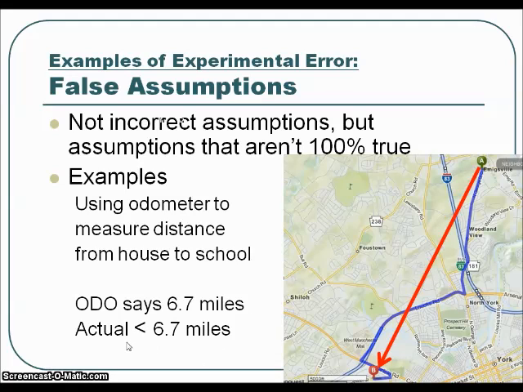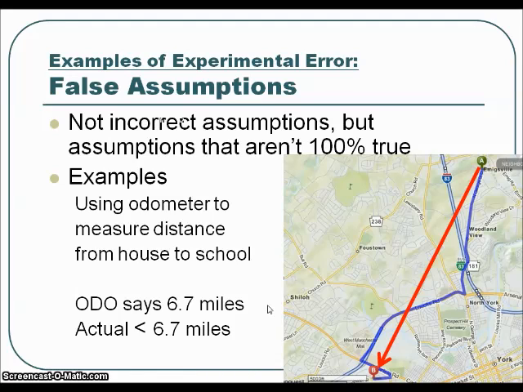All right, well, if you said the actual answer is going to be less than 6.7 miles, you're correct, because obviously I drove on the roads, and if I were able to drive in a straight line, I would find that the actual distance is a little bit shorter than the distance that I actually drove. So, again, if those are the best resources I have, maybe that's the best way for me to measure this.